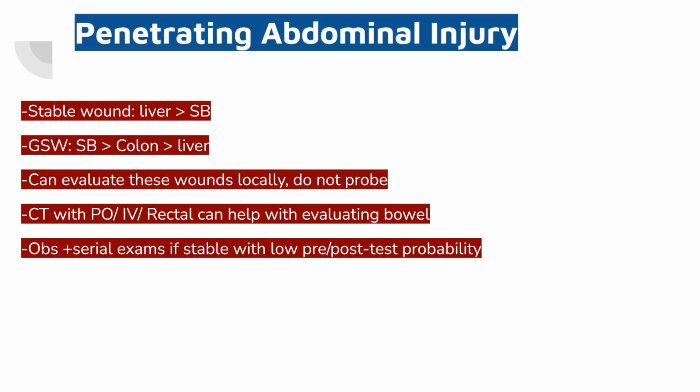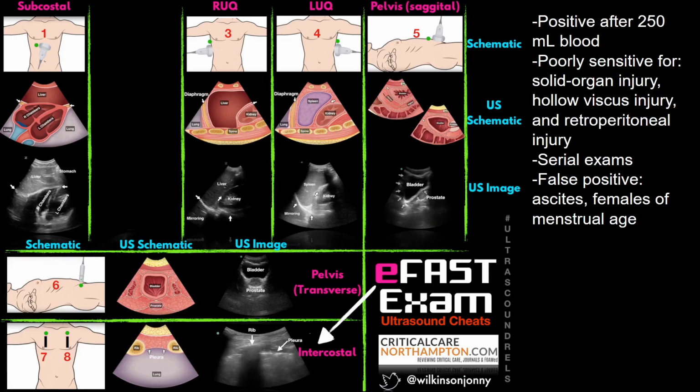Penetrating abdominal injury is going to be the liver over the small bowel, and the reason is liver is the biggest structure, right? So it's the most vulnerable. For GSWs, it's going to be small bowel over colon over liver, and you can evaluate these wounds locally. Don't probe them. CT with PO and rectal contrast can help you evaluate the bowel if there's any uncertainty. And these patients often need to be observed, even if they have a low post-test probability of an injury.